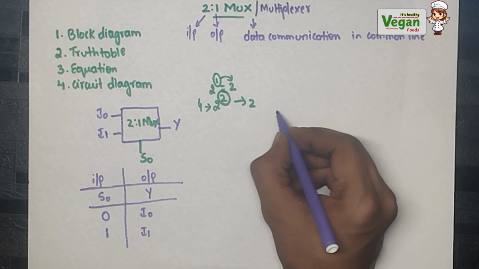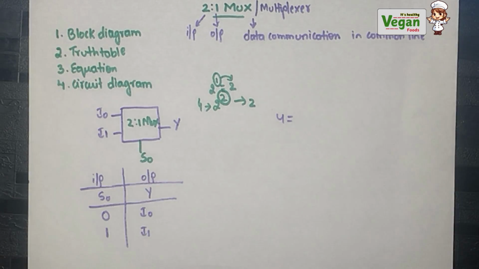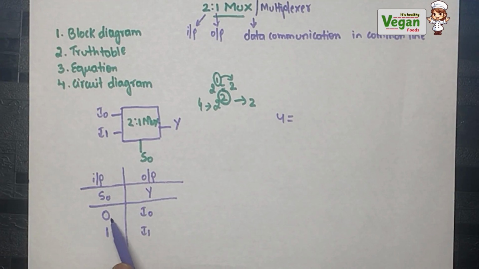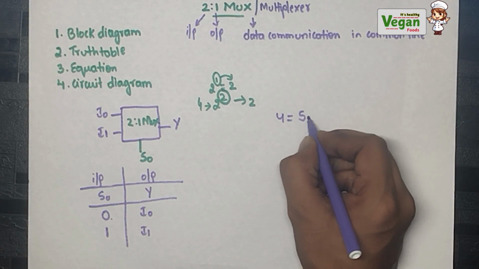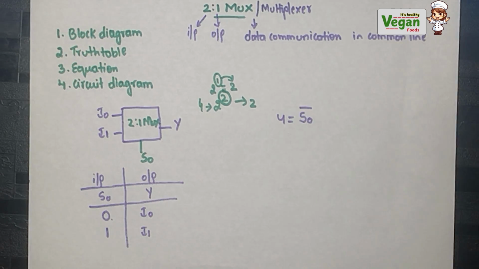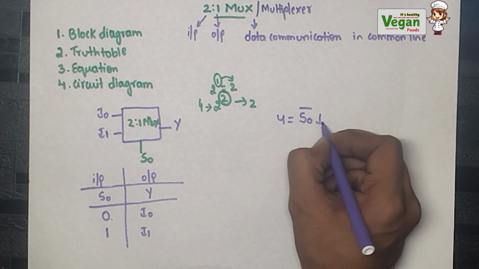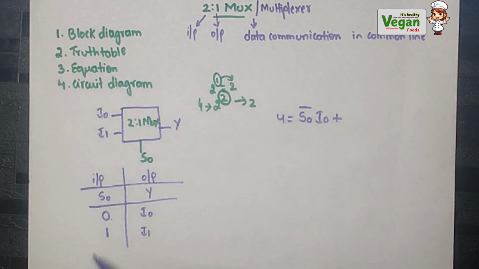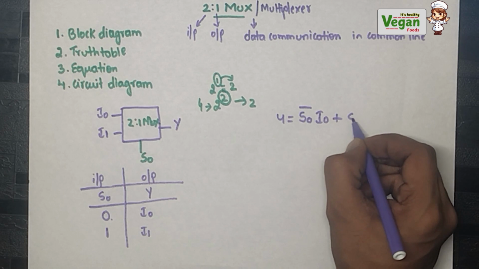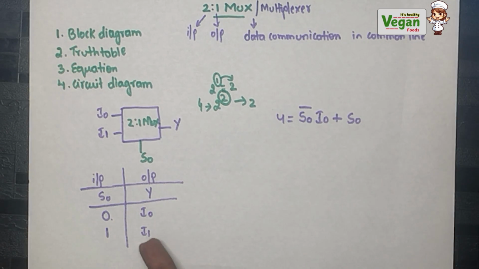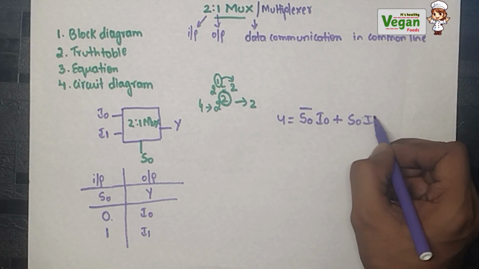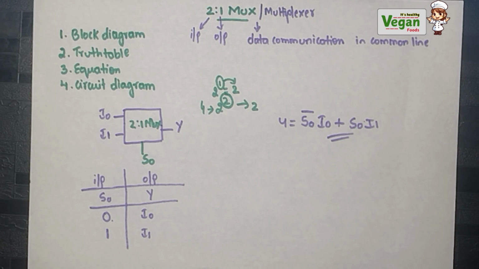Output Y is equal to, what will be the combination? When S0 is equal to 0, the output will be I0. So I must represent both. S0 is 0, and 0 means I will use a bar. So S0 bar I0 plus, when the S0 value is 1, I will write S0 itself and I1. So S0 I1. This will be the characteristic equation of the 2:1 mux.